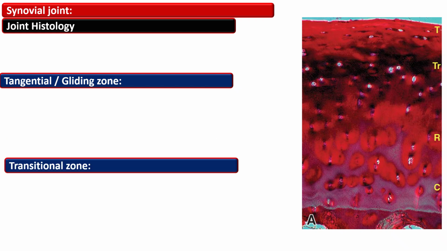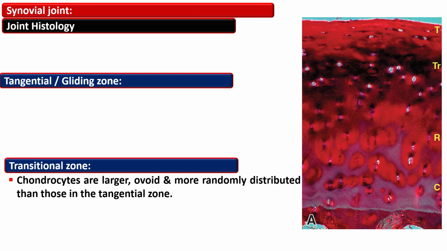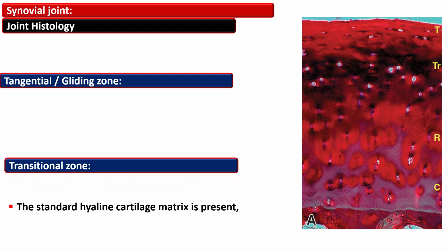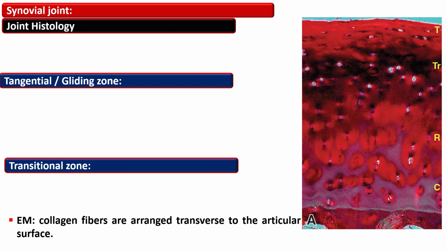Then there is a second zone, underneath this tangential or gliding zone. In this transitional zone, the chondrocytes are larger or ovoid, and these are randomly distributed. The standard hyaline matrix is here, and on electron microscopy, the collagen fibers are arranged transverse to the articular surface.